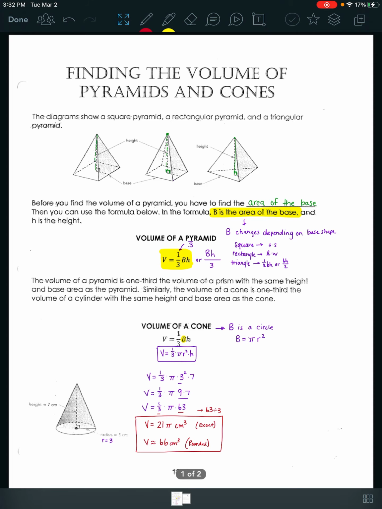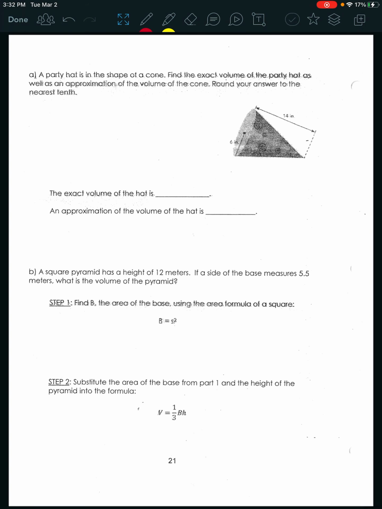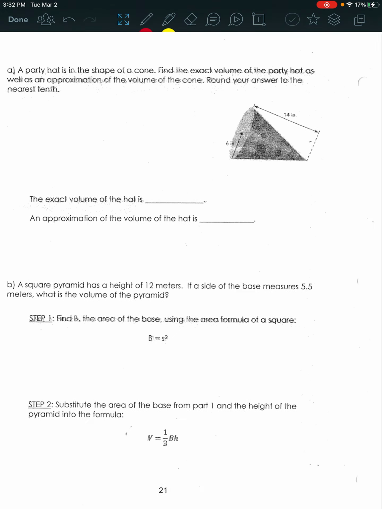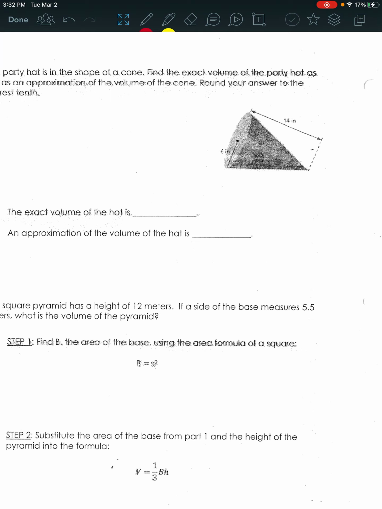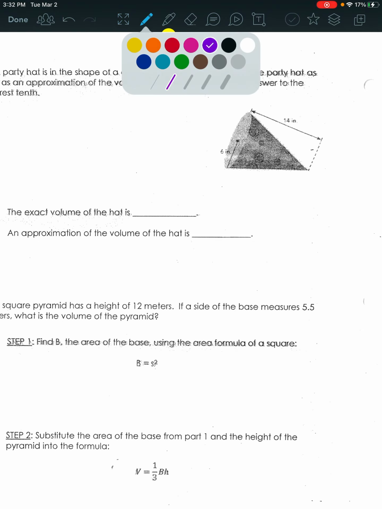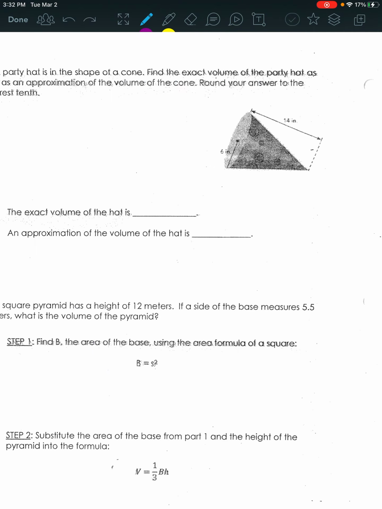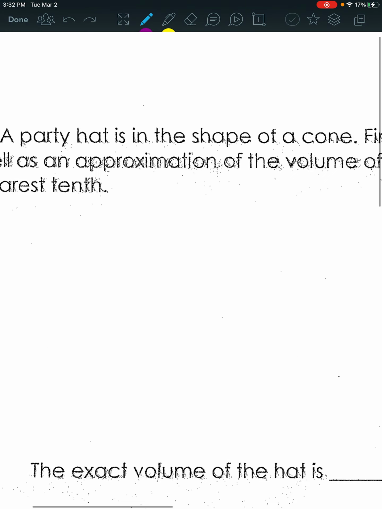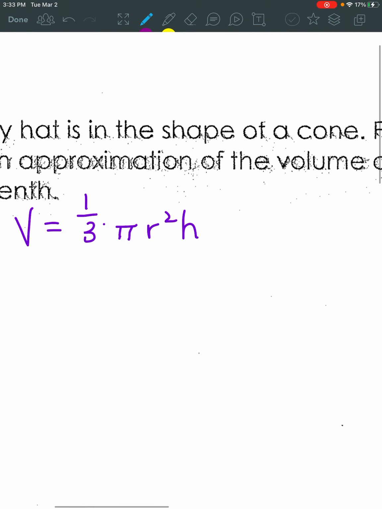Okay, let's go to the back side, and we have a couple more examples. One with a cone, and then we also have a pyramid on the back. So here is a party hat. We're going to find the exact volume, and we're also going to round and find an approximation. At this point, pause the video, follow the exact same example that we did on the front side, and see if you can figure out these 2 volumes. We will use the exact same formula. Volume is 1/3 times pi r squared times the height.